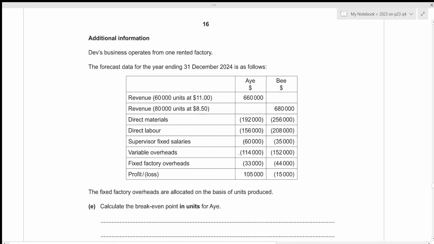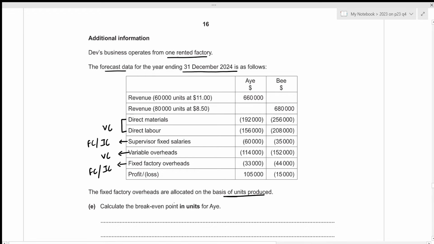We are now given additional information. Dev's business operates from one rented factory. The forecast data, which means that these are the budgeted data for the year ending 31st December 2024, is as follows. Okay, we're given the revenue for A as well as B. We have the direct materials, direct labor, supervisor fixed salaries. So these are our direct costs, which means that these will be variable costs. Supervisor fixed salaries is not going to be the direct cost. These are the indirect costs. Then we have variable overheads. So again, variable cost, and fixed factory overheads, so indirect cost or the fixed cost. And we have the profit or loss. The fixed factory overheads are allocated on the basis of units produced.